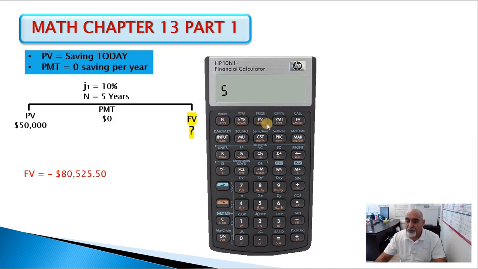We go to PV. We look at our calculator and say we need PV. We look at our diagram. PV is 50,000. So 50,000, PV. Next, we look at PMT on our calculator, and we look at PMT on the diagram, 0. Next, we press FV, which is what we're looking for, and we get $80,525.50. Bear with me for a few more minutes, 10, 15 more minutes. We'll go into what that negative is all about.